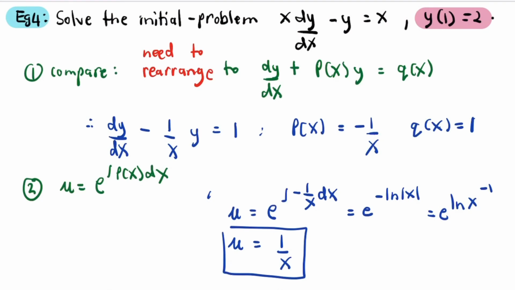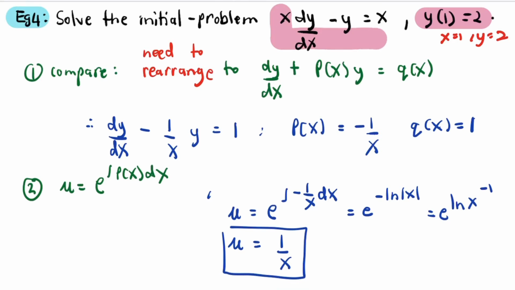Let's discuss the final example, which is this one here. The question is x dy/dx minus y equals x. And then you are given extra information, y(1) equals 2, which you will later use to find c. When x is equal to 1, your y should be equal to 2. So let's focus here. This is the question given.